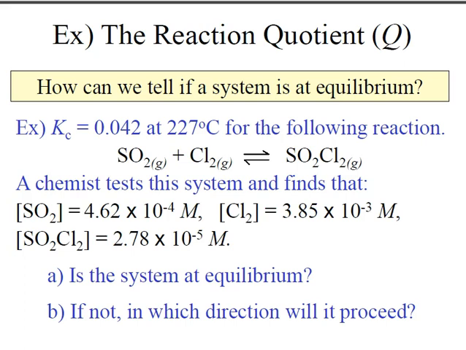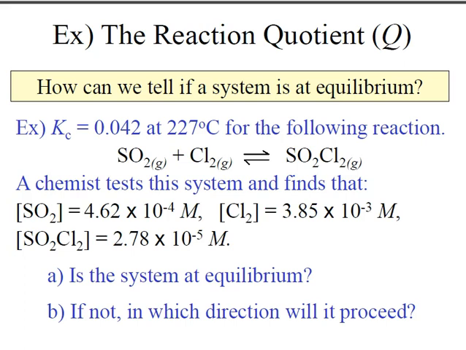So Q allows us to tell if something is at equilibrium. Here is an example problem in which we would employ Q, and we'll get into what Q is and how we use it. In this example problem, they give us the K value, at a certain temperature, and then we see our reaction. A chemist comes across this system, so let's say a chemist has a mixture of these three chemicals in some container, and you see the concentrations of each one there.